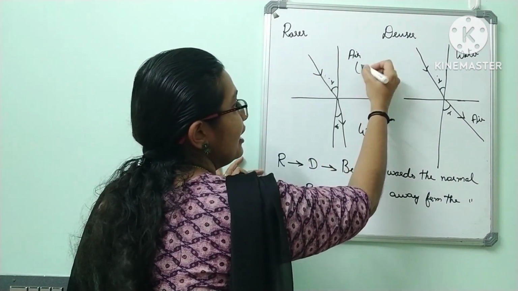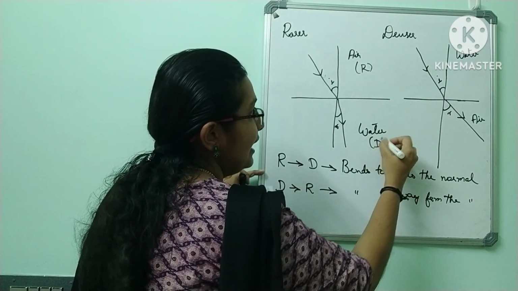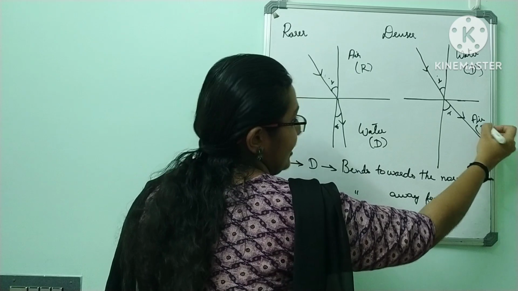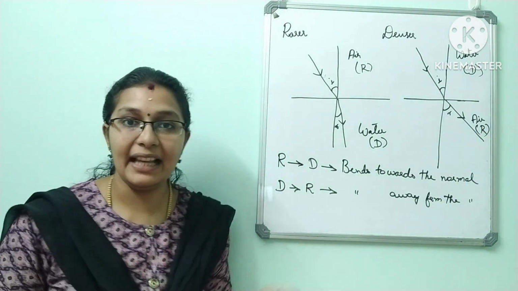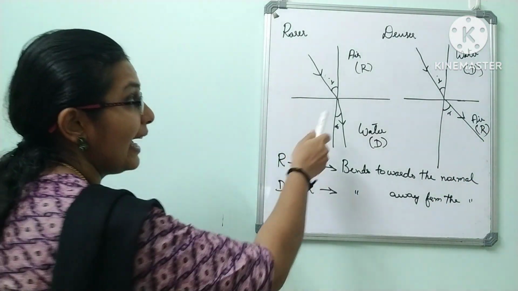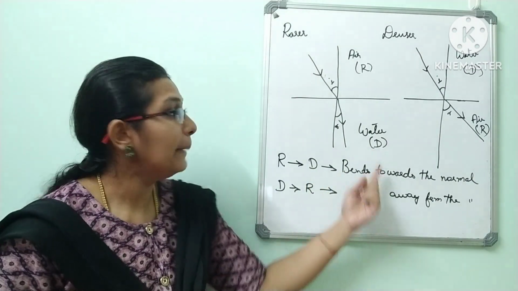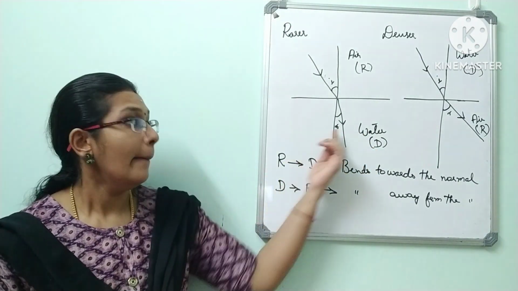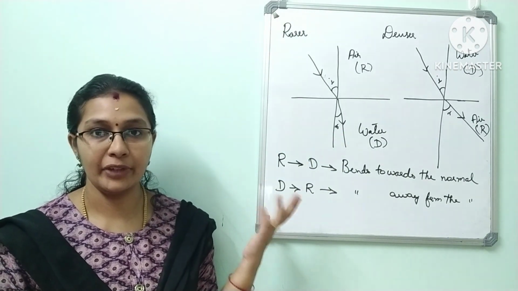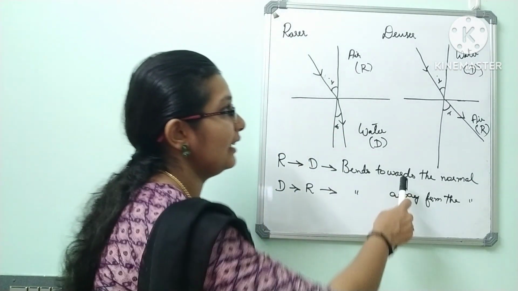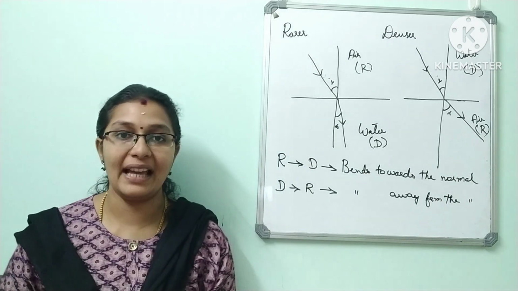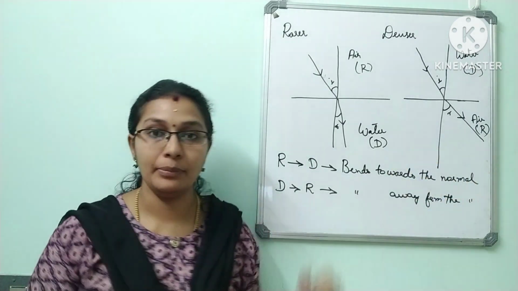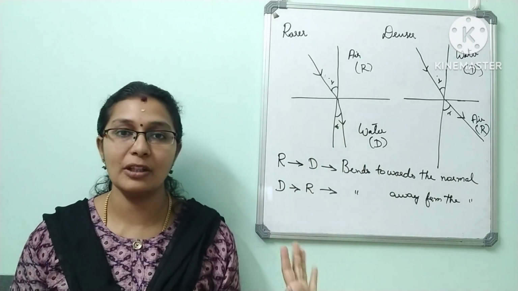Air is the rarer medium and water is the denser medium. In the second case, water is denser and this is rarer, right? So, when a light ray travels from rarer to denser medium, it bends towards the normal. The refracted ray or the light ray bends towards the normal. You understand? Whereas in the second case, it is moving from denser to rarer medium. So, the refracted ray bends away from the normal. You are clear with this concept?